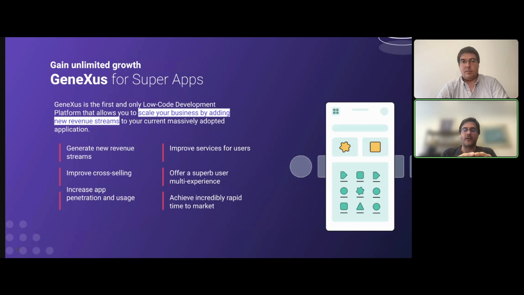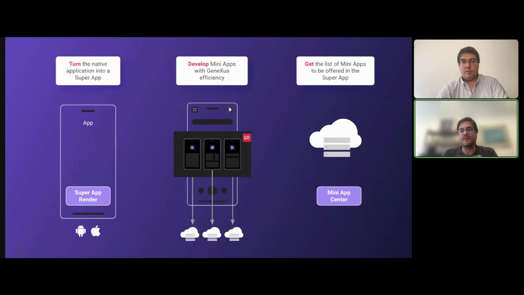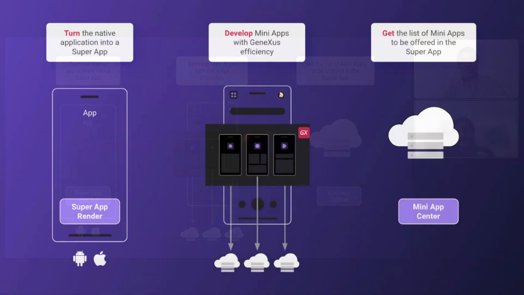When we say that GeneXus is a technology that helps you to work out the whole ecosystem, what we mean is 3 key components in the architecture of this kind of solution. First and foremost, as we said, you need to create a super app, which is just like creating any other native application that will have the capacity to eventually be loaded with mini apps, or you can convert an existing application.